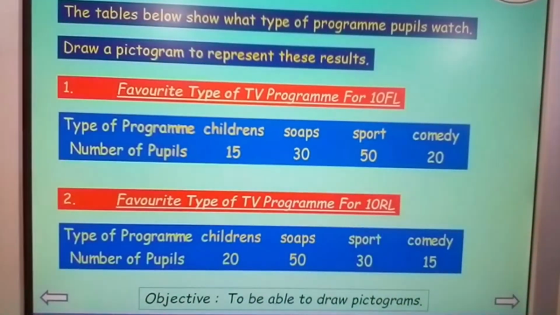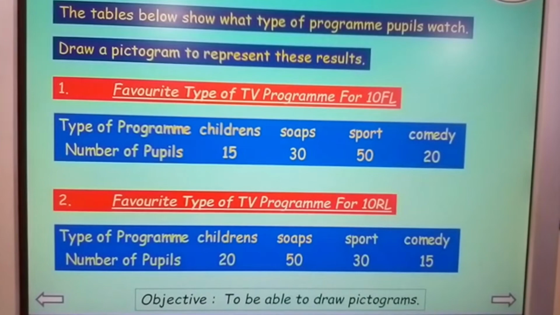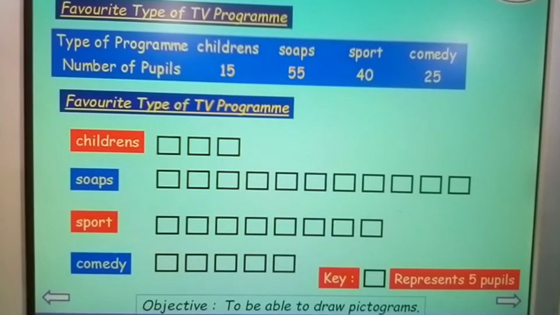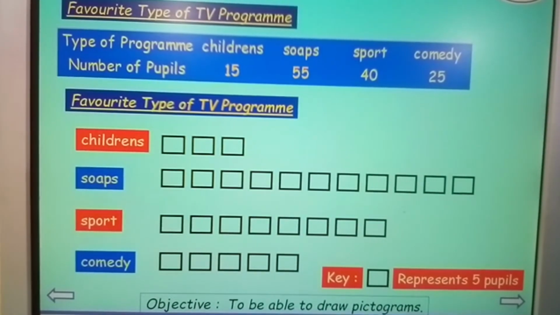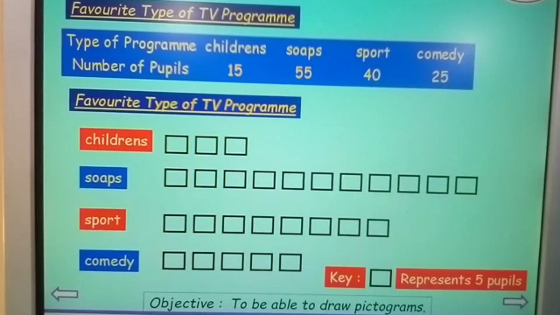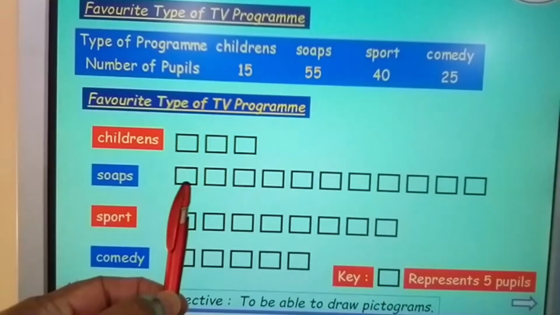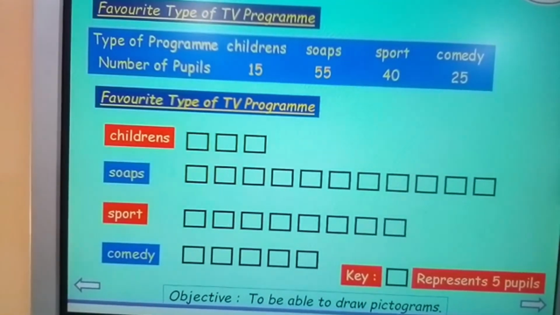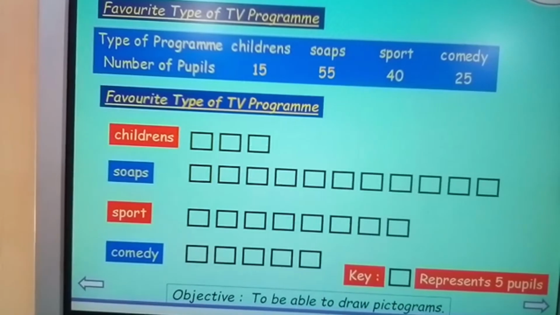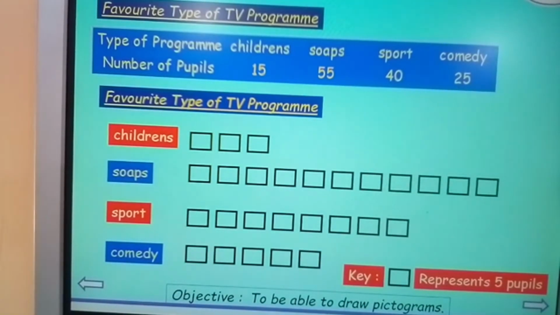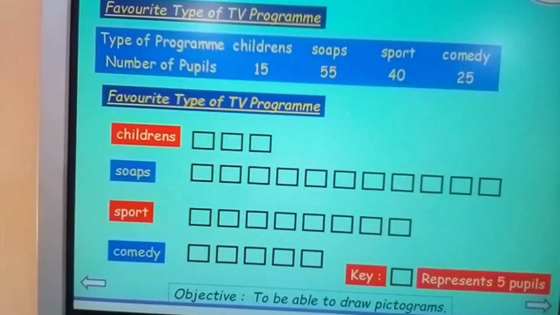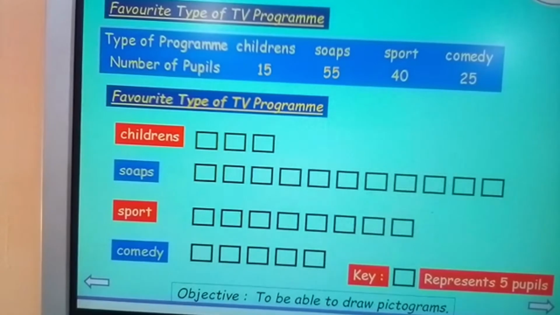Now, when we're setting out the graphs, we need to be sure that we're setting out our graphs correctly, okay? Now, this one here, favorite type of TV program. Type of programs, number of children. Each of these little boxes represents 5, so we can say 5, 10, 15 children. Soap 55, sport 40, comedy 25.